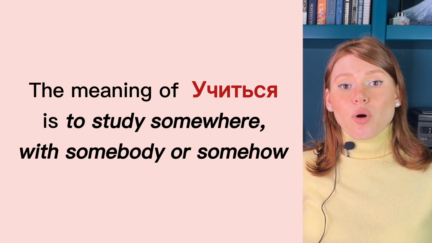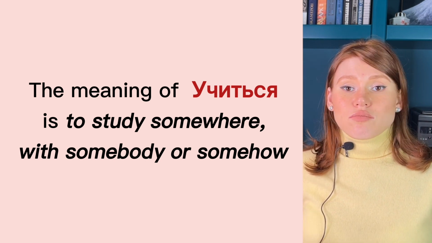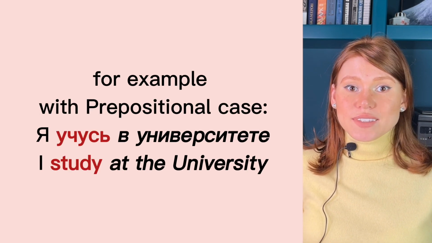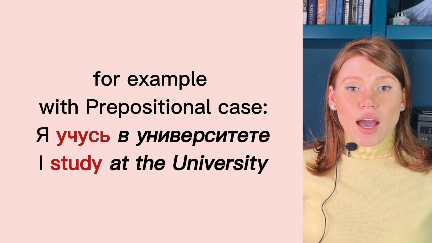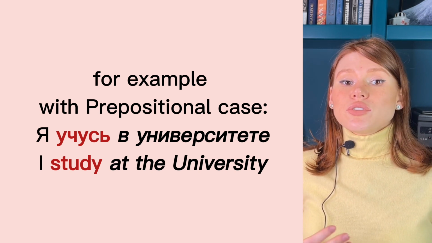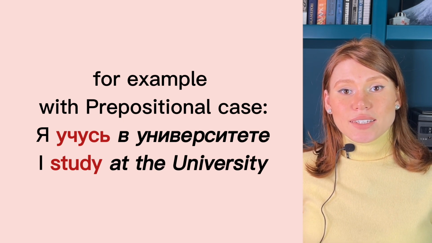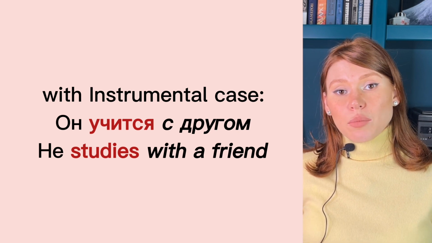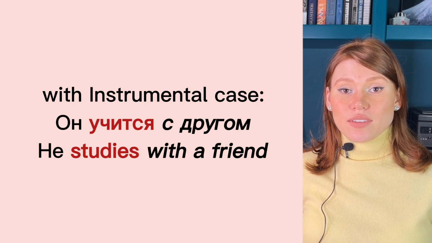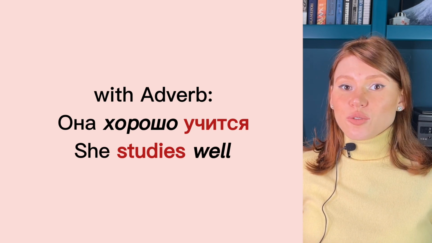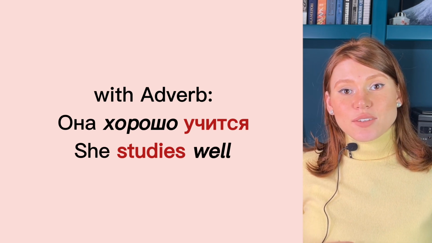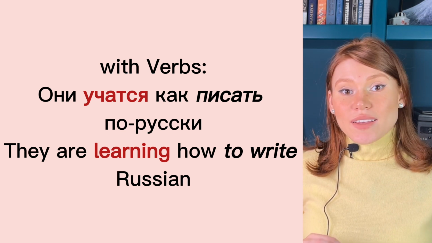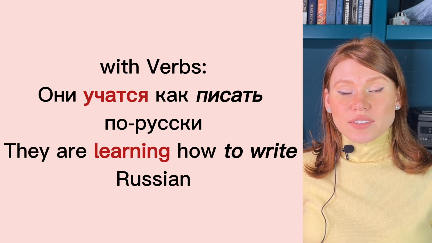So after this verb учиться, we can use different words, different situations. So for example, this prepositional case. Я учусь в университете. I study at the university. Он учится с другом. He studies with a friend. Она хорошо учится. She studies well. Они учатся писать по-русски. They are learning how to write in Russian.